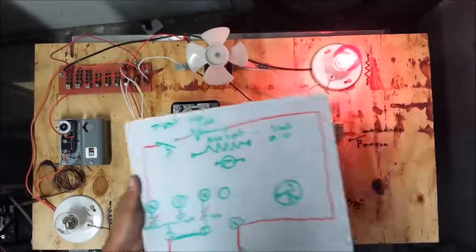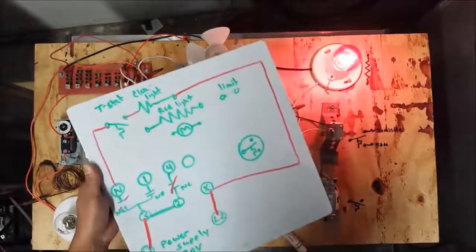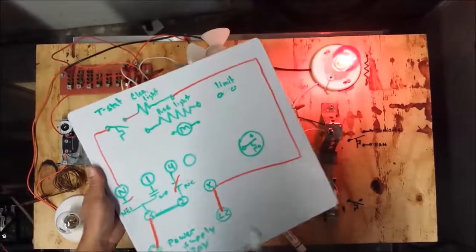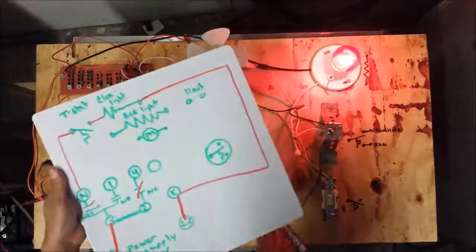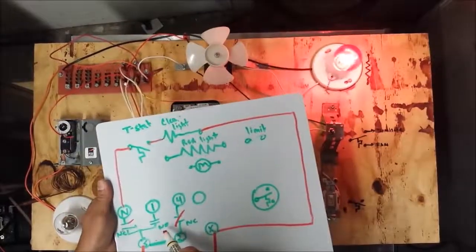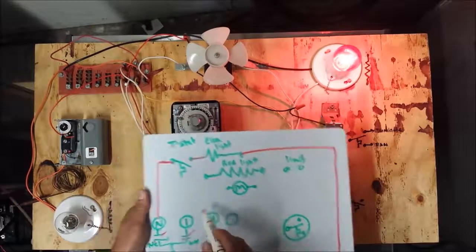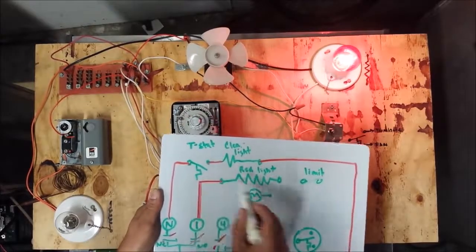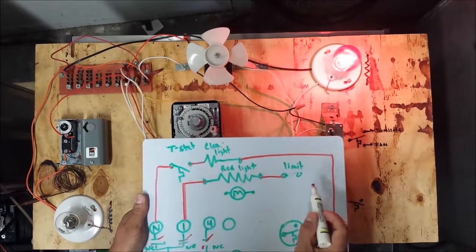Okay, so what just happened there was this switch now opens, which now this light bulb is off. Now our normally open switch closes, and that is now energizing the red light bulb circuit, and that goes through our limit switch.